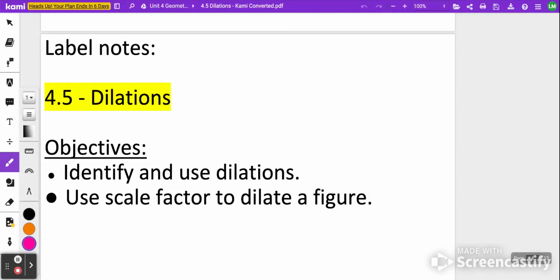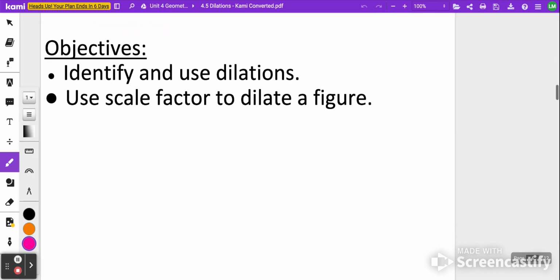Today we're going to be looking at lesson 4.5, dilations. We're going to be able to identify what are dilations, be able to use them, and then also use scale factor to dilate a figure. It would be helpful if you got the printout notes from class today because we are going to be graphing some things just like we have been doing this entire unit. So make sure you have that, or make sure you have graph paper available.